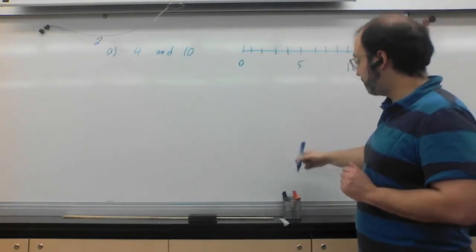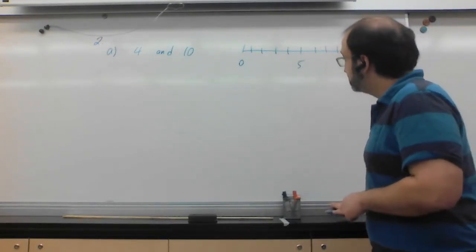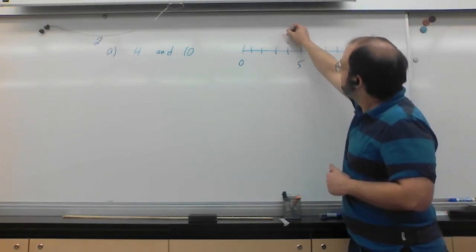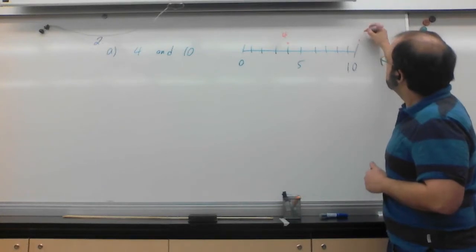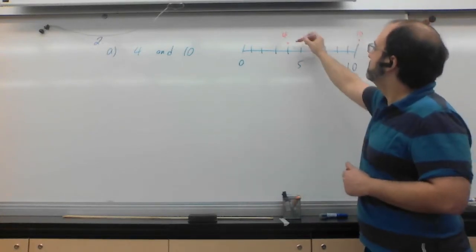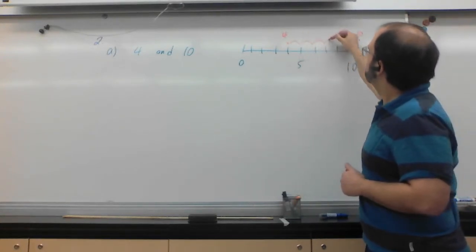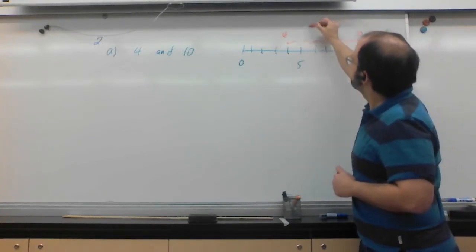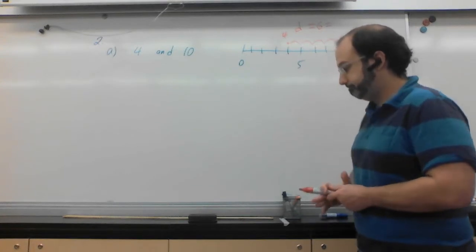So we're going from 4, do that in another color, to 10. Here's the other ending. So 1, 2, 3, 4, 5, 6. This is a distance of 6.